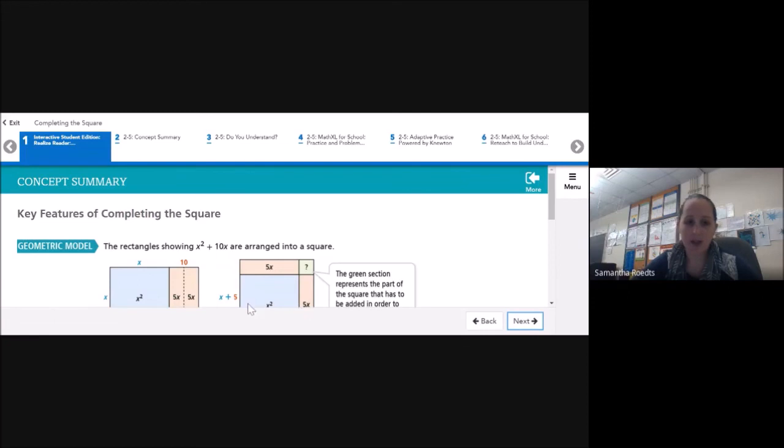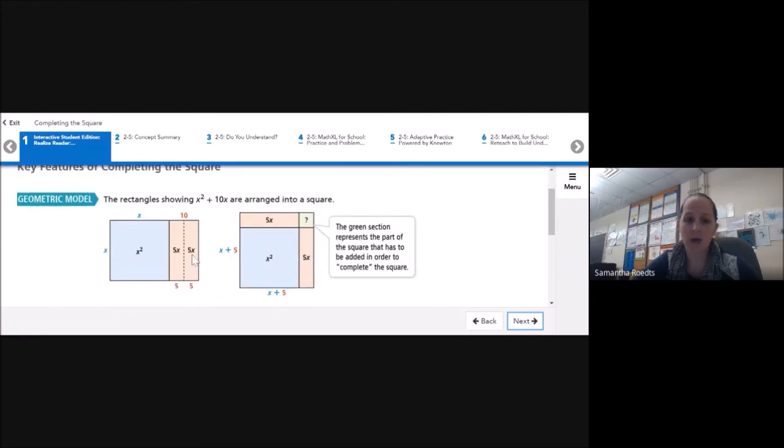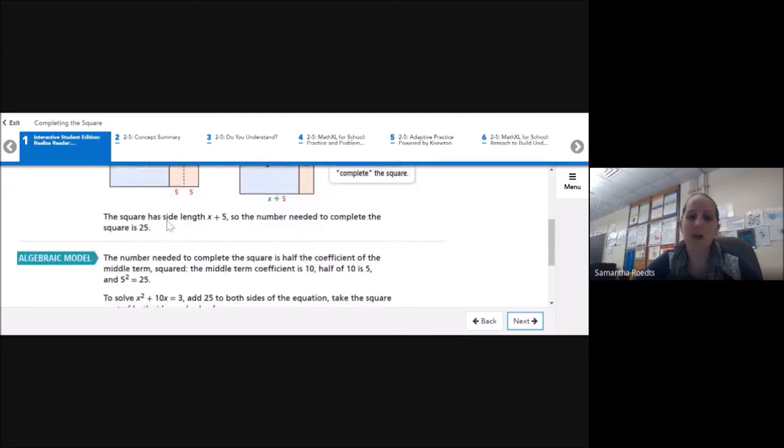All right, so concept summary. The rectangles showing x squared plus 10x are arranged into a square. So I split the 10 into 5x and 5x, putting one here, and then this little green tiny section is what I need to add in order to complete the square. The square has side length x plus 5, so the number needed to complete the square is 25. The number needed to complete the square is half the coefficient of the middle term, squared. The middle term coefficient is 10, half of 10 is 5, and 5 squared equals 25.